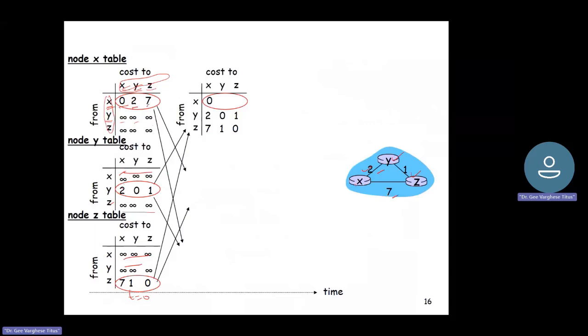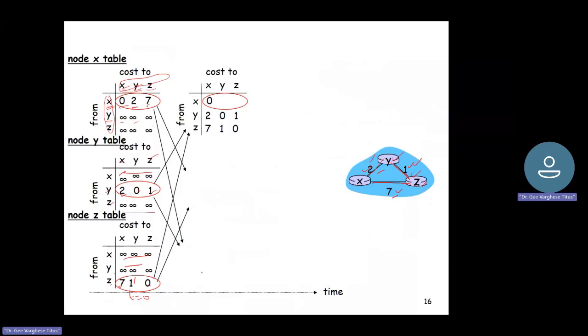Now in terms of your router Y, Y to X is 2 and Y to Z is 1. And Y to Y is 0, we already said that. Now you're taking the case of Z here. Z to X is 7, right? So you have 7. And Z to Y is 1. So you have 1. And Z to Z is 0. Fine. So that would be at time t equal to 0.